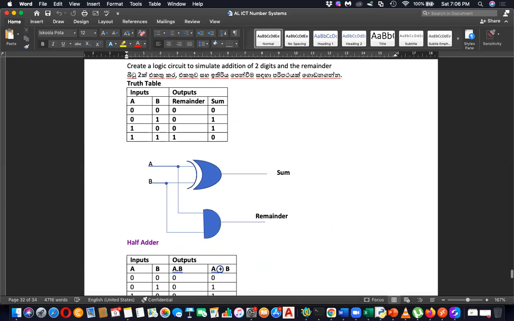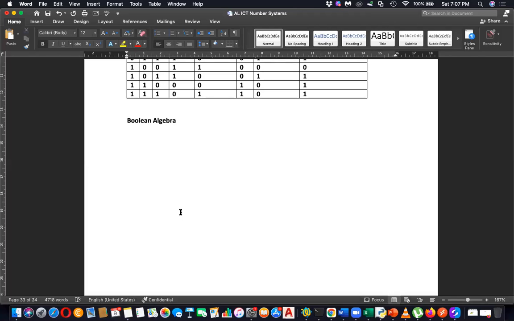Today I'm going to teach you about Boolean algebra. Write down the heading, Boolean algebra. Under that, please write down: symbolic and logical representation of a combinational logic circuit.